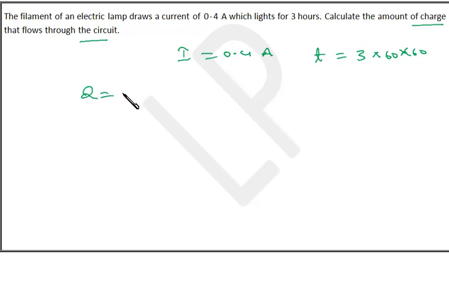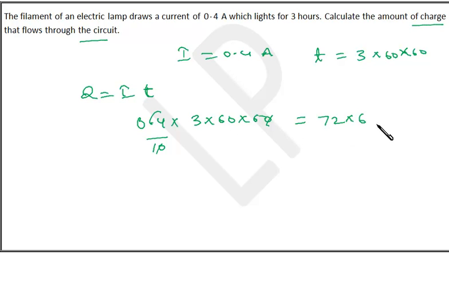So again the same formula. Q is equal to IT. I is 0.4 and time is 3 into 60 into 60. Just solve it. 4 3s are 12, 12 6s are 72, 72 into 6, 60. So it's 4320 coulomb. So the amount of charge that will flow through this circuit will be 4320 coulomb.